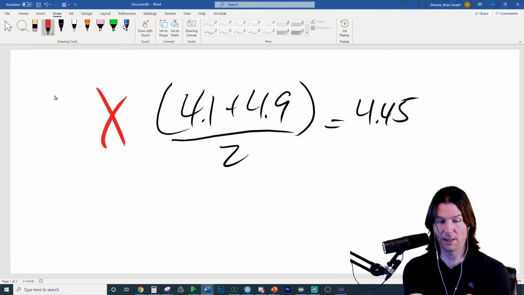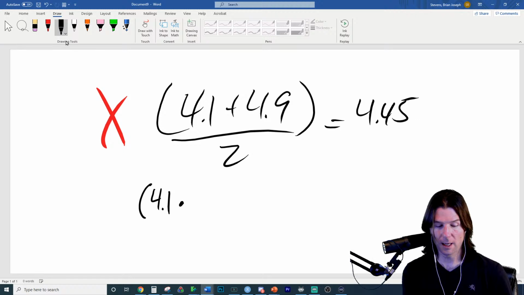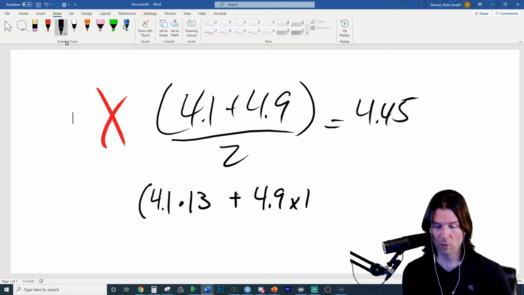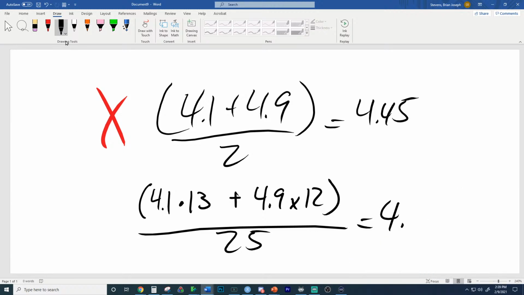Yeah, so you will round it. And I just can't math today in my head. So what you want to do here is 4.1 times 13, because that's how many boys there were, plus 4.9 times 12, divided by the 25 students. And people are saying that that's 4.48. Wait, is it 4.48? What did they say the answer is? And this will be 4.5 on the dot. I just really can't math today.